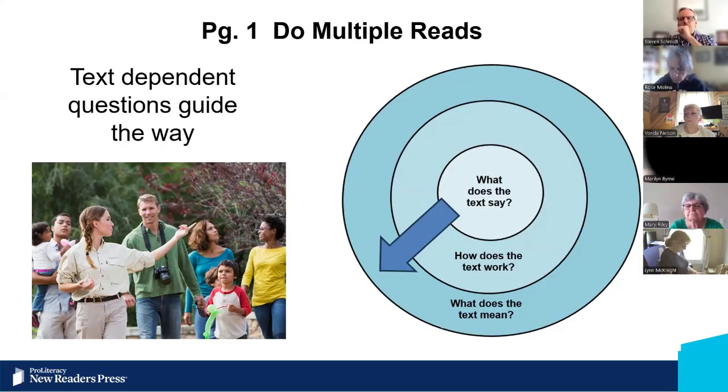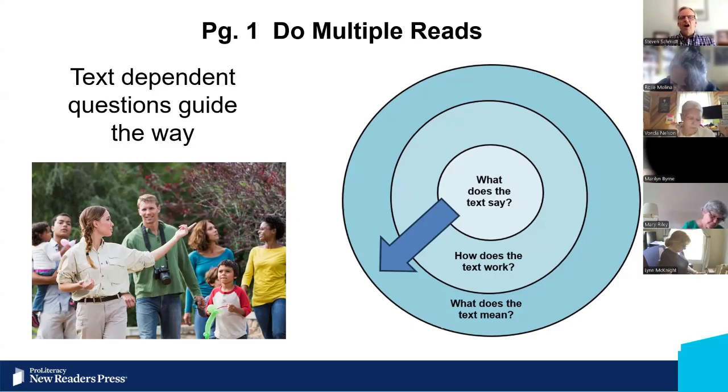And if you look at the image you see on the screen, you'll see what looks like a bullseye. And we're really looking at this from the inside out. We're going to start with the more basic questions. What does the text say? Your who, what, when, where, why type questions. We're going to move out from there with how does the text work, examining the language that is used inside the text. What's the literal meaning? What's the deep meaning? How would it change things if we moved to the sentence?